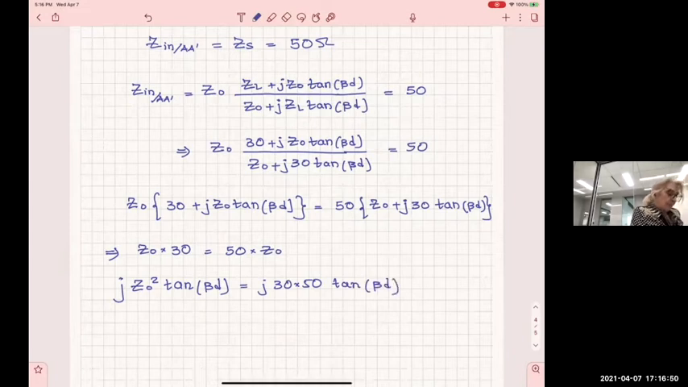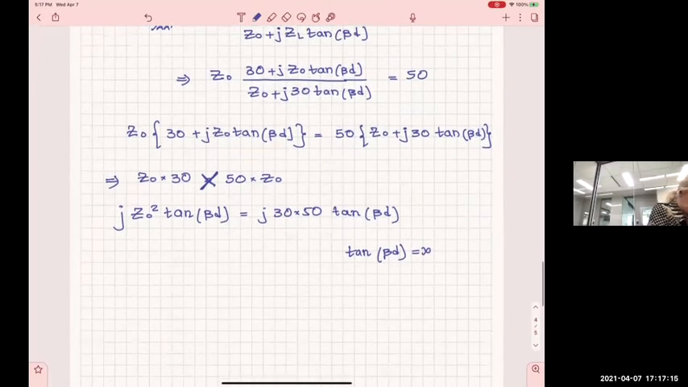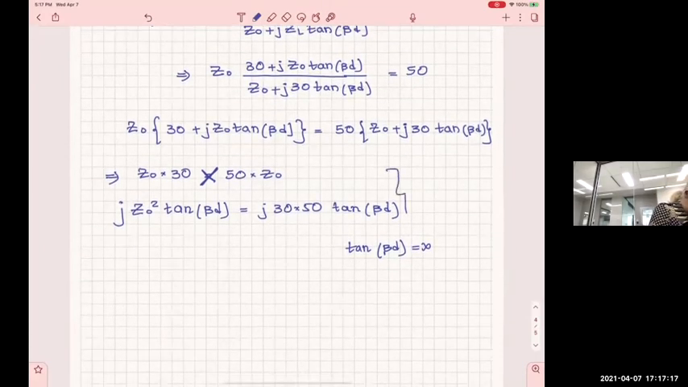Now, obviously that cannot apply. That's not possible for any other values but the ones where tangent of beta D becomes infinite. Why is that? So that is not possible. Let me write here.